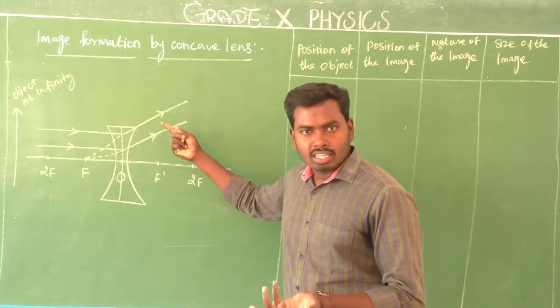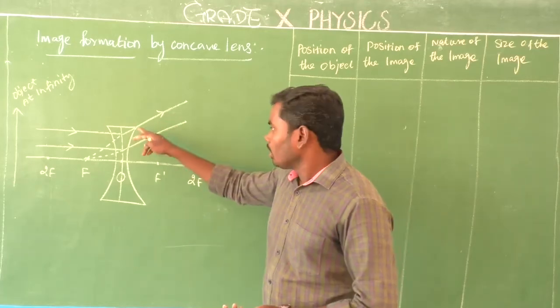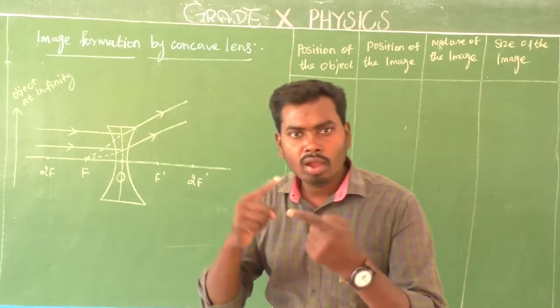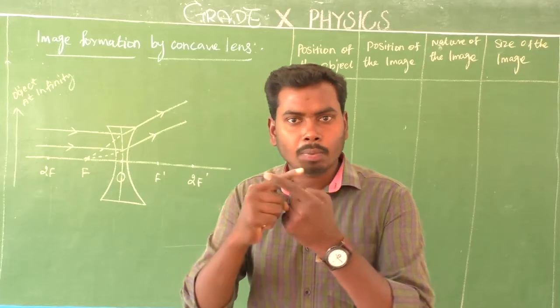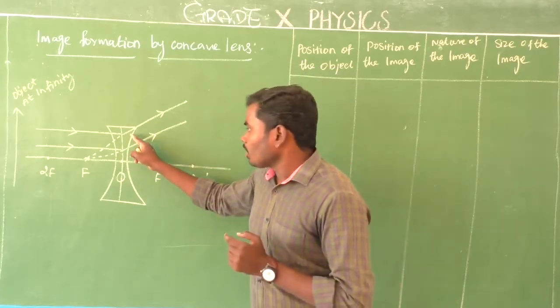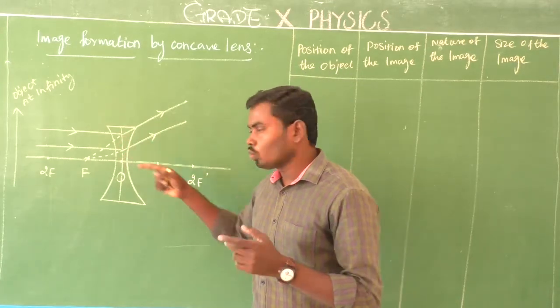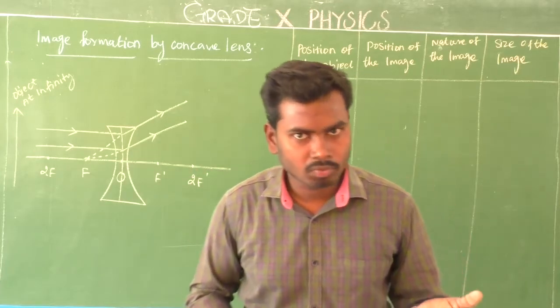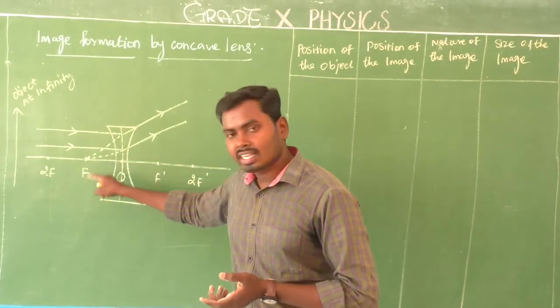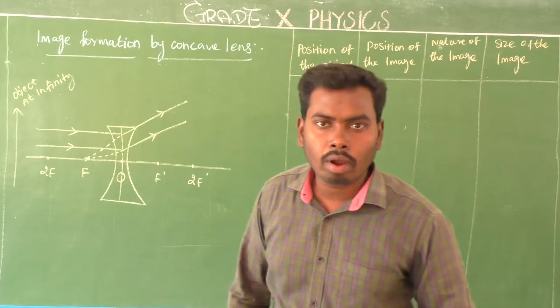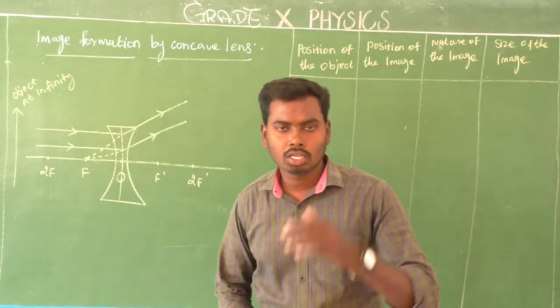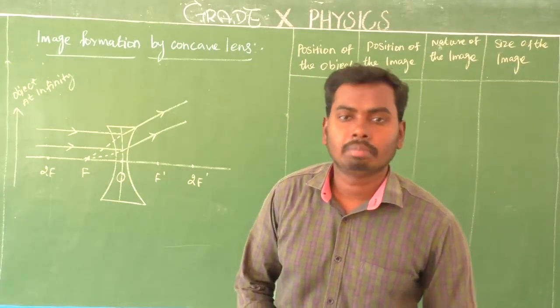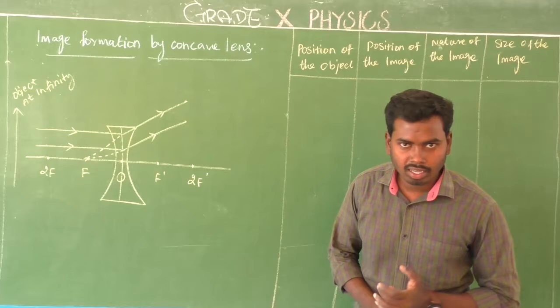But in reality, the two refracted rays never intersect, never meet at a point. Is it clear? But when we extend the two refracted rays at the back side, they appear to meet at a point. So that image is considered as a virtual image. What image? A virtual image. Very simple concept. Is it clear? Yes.